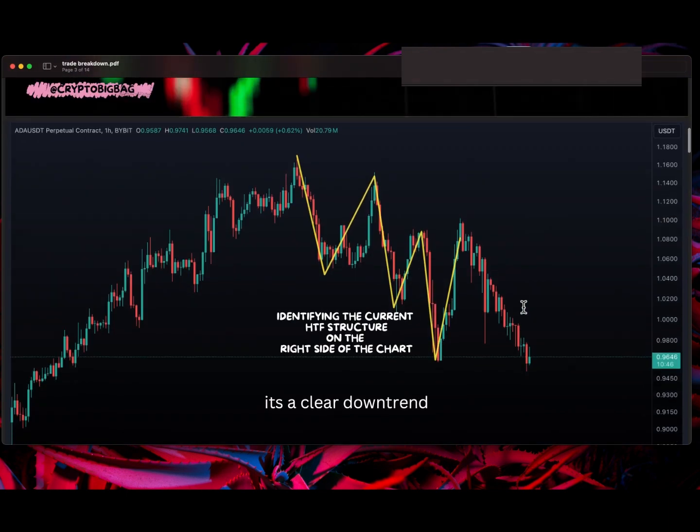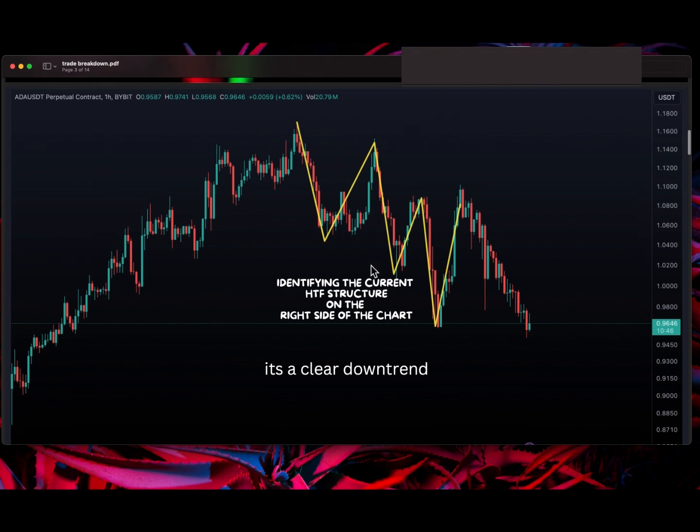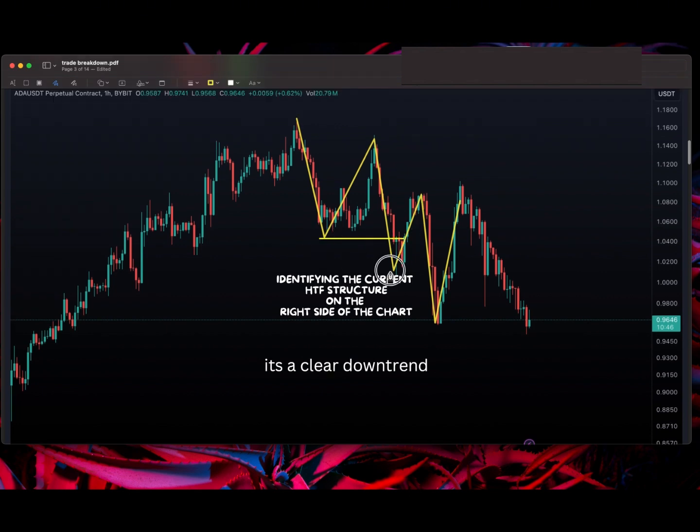Okay, first, what we are looking at is the USDT perpetual contract, and this is the one I will chart. First of all, I identify my environment. What is the price doing currently? As you can see, the price is making lower lows, a series of lower highs and lower lows.